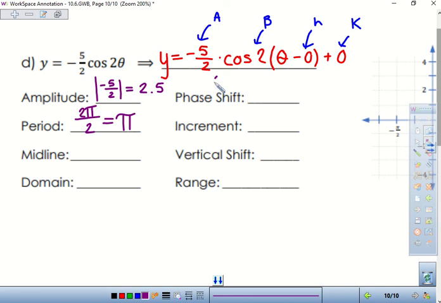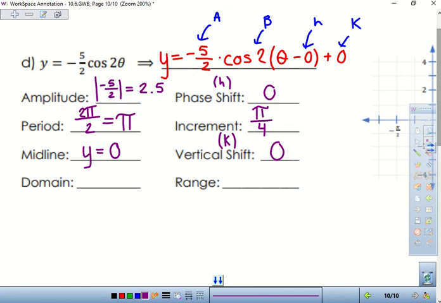Phase shift, we don't have one. Increment, pi over 4. My period divided by 4. Vertical shift, k, is 0. Midline is y equals k, which is 0. So is everybody good with all of those identifiers? The identifiers are pretty straightforward, right?